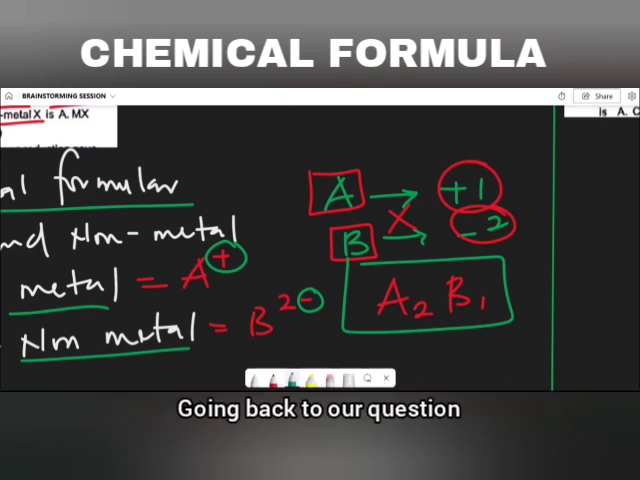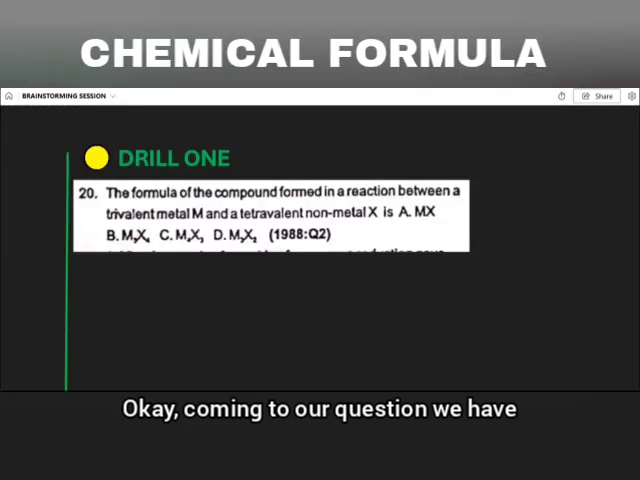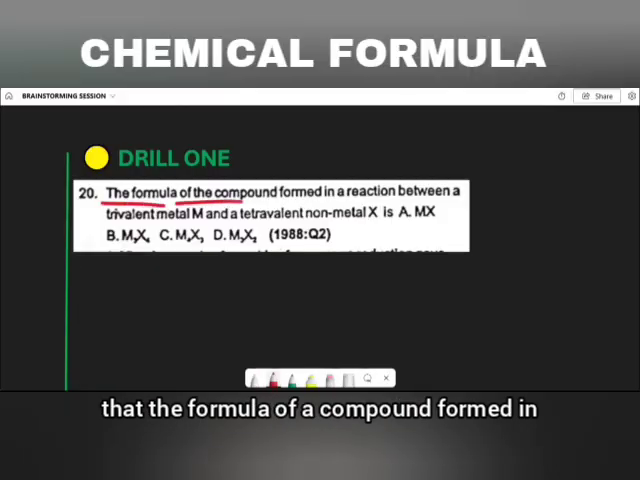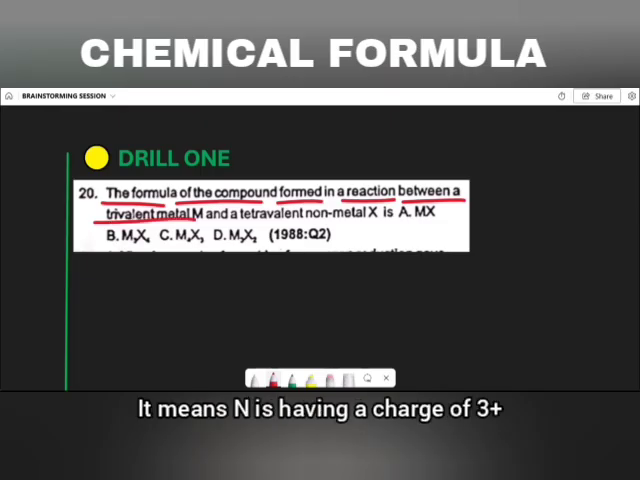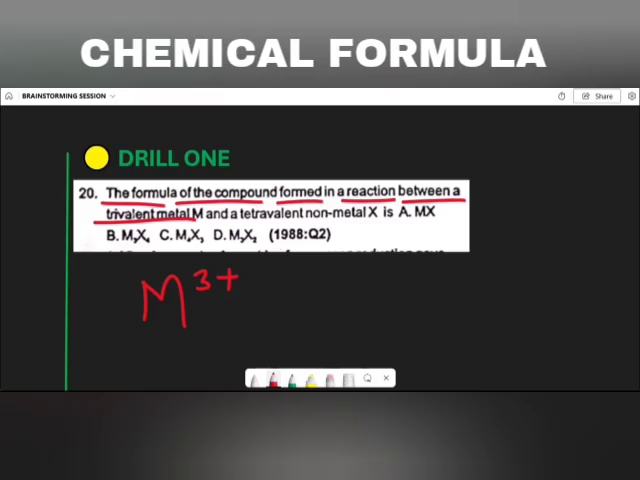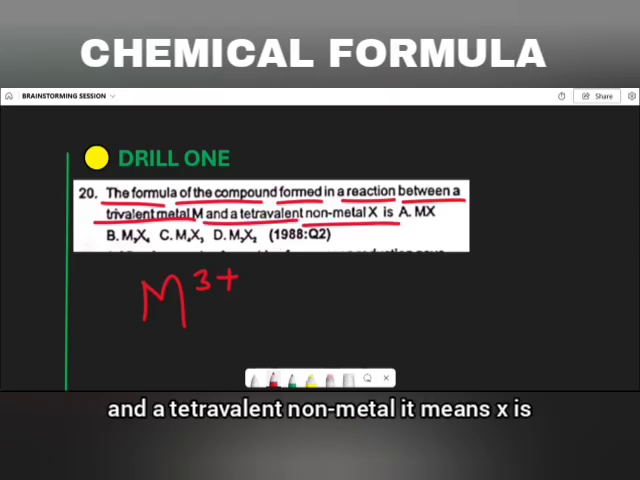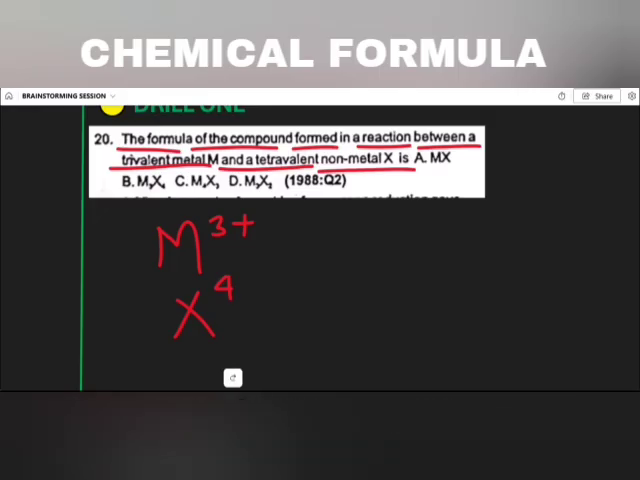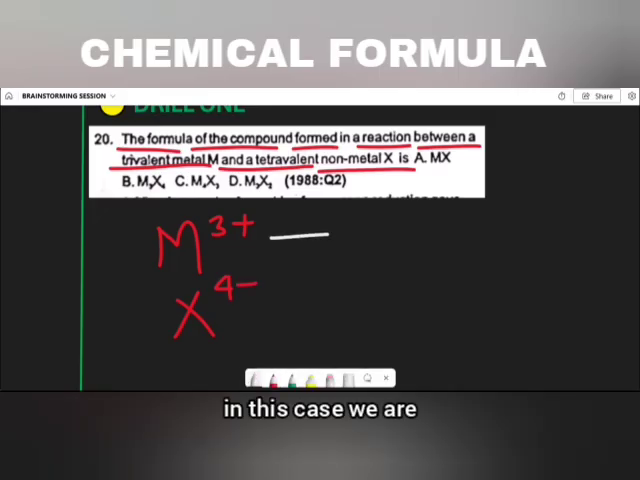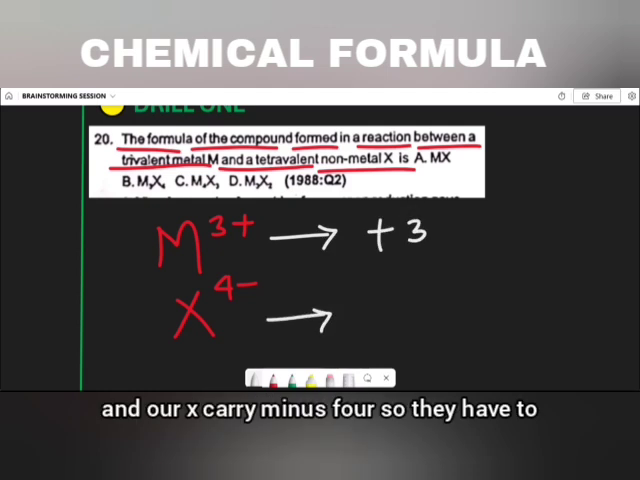Going back to our question. Coming to our question, we have that the formula of a compound formed in a reaction between a trivalent metal. It means N is having a charge of 3+, and a tetravalent non-metal. It means X is carrying a charge of 4-. So what will they do in this case? We have that our N carries +3 and our X carries -4.